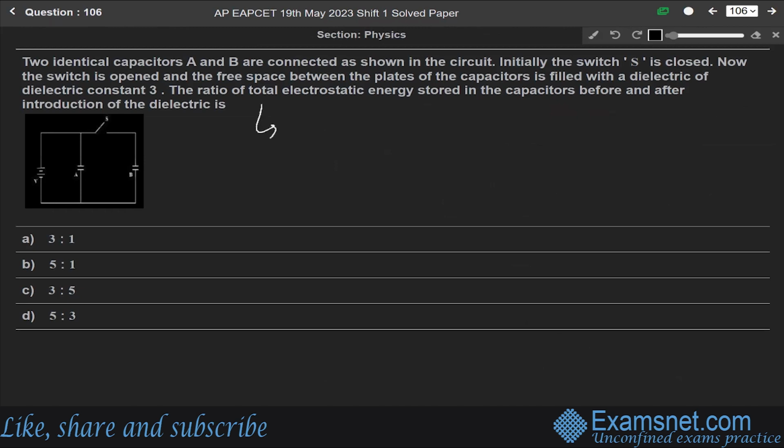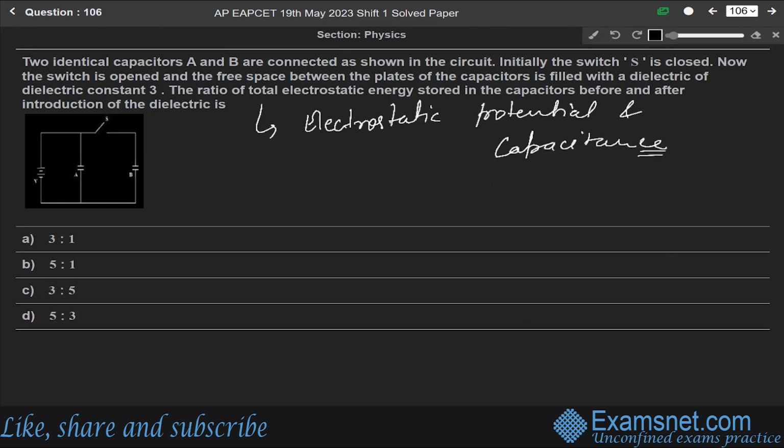So this question is again from the chapter of electrostatic potential and capacitance. In this question, we have to find the ratio of the electrostatic energy stored in the capacitors before and after. We know that the energy of a capacitor is equal to 1 by 2 CV square. So the first condition is when the switch is opened.